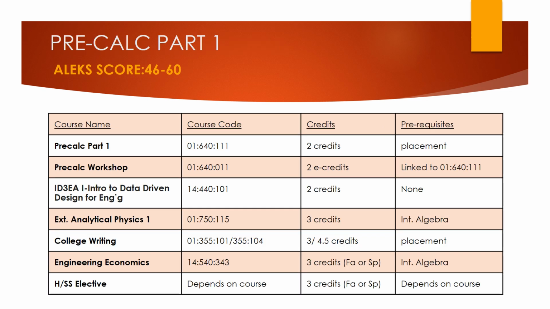If you were placed into pre-calc part 1, ALEC score of 46 to 60, you would be taking pre-calc part 1, 640-111. You would take intro to data-driven design for engineering, 440-101, extended analytical physics 1, 750-115, college writing, and engineering economics or a humanities social science elective. Engineering economics and humanities you can take fall or spring. This is just to get you to full-time status.